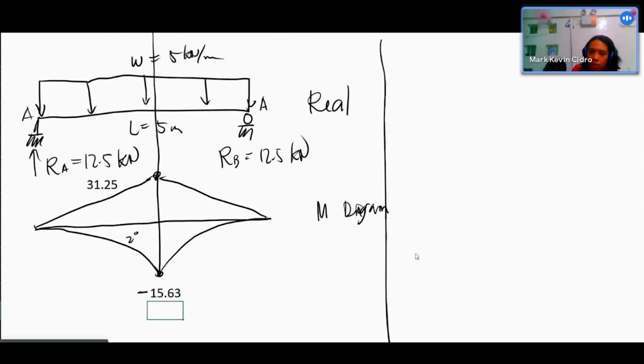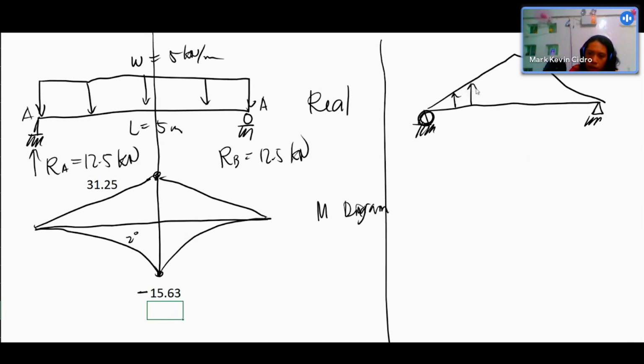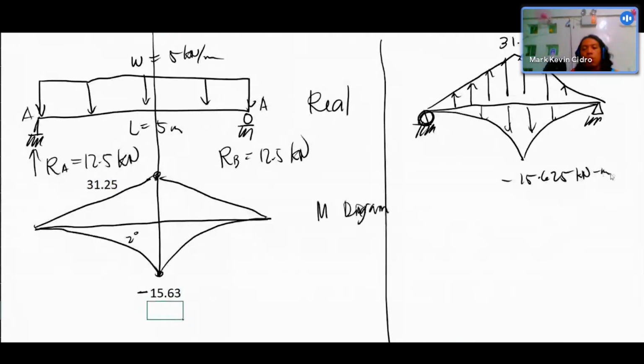This is the real beam. Now, what is the conjugate beam? Its loading: the direction is upward. Then the other one is downward. Take note, this is 31.25 kilonewton meter, and the negative 15.625, this is in kilonewton.